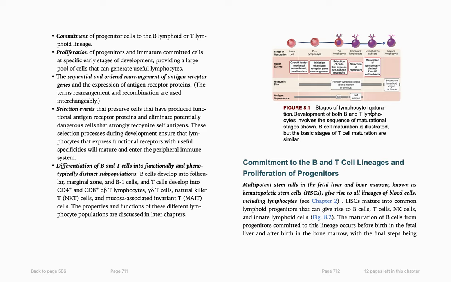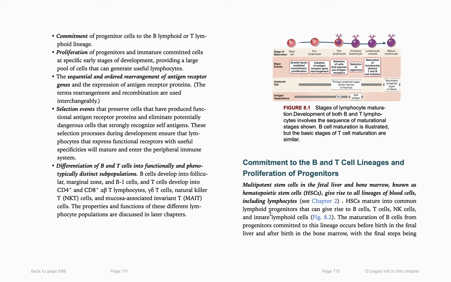So, stages of lymphocyte maturation. Development of both B and T lymphocytes involves a sequence of maturation stages. Here, B cell maturation is illustrated, but the basic stages of T cell maturation are similar. You see the diagram, you can follow it. Commitment to B and T cell lineage and proliferation of progenitors. Multipotent stem cells in the fetal liver and bone marrow, known as hematopoietic stem cells, give rise to all lineages of blood cells, including lymphocytes.